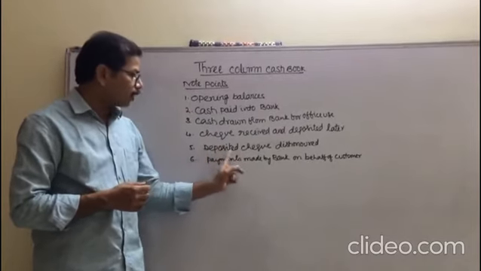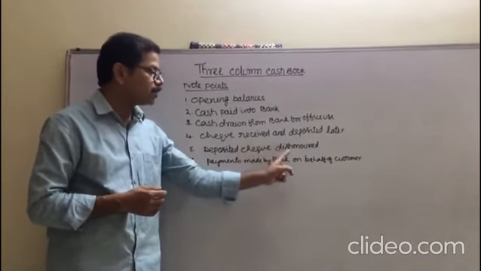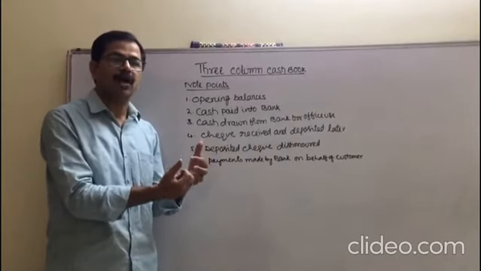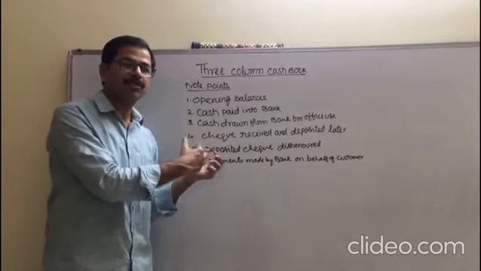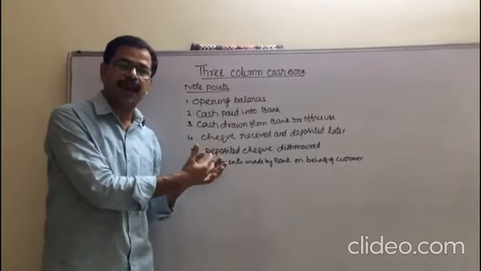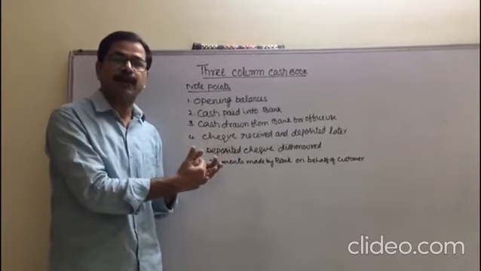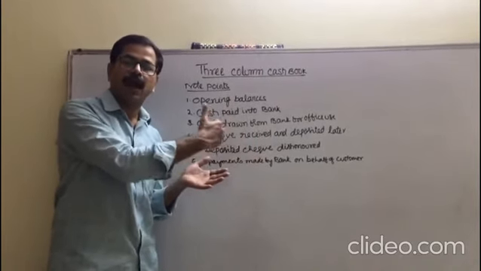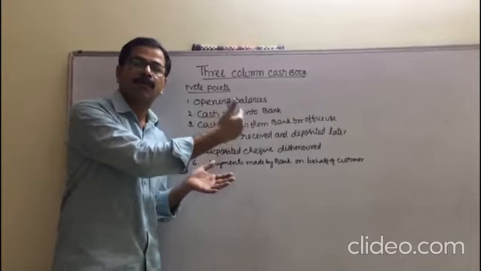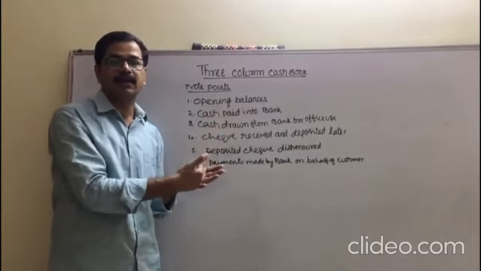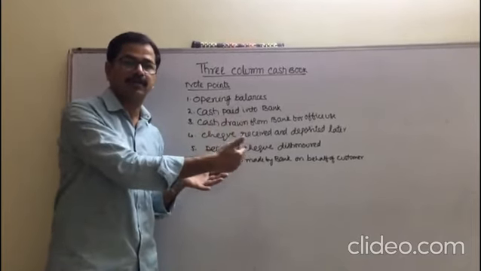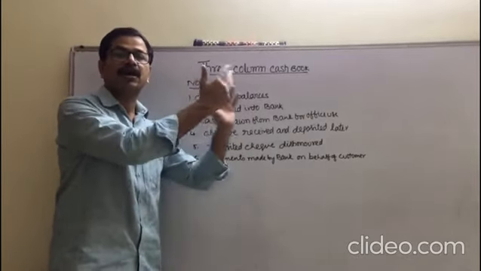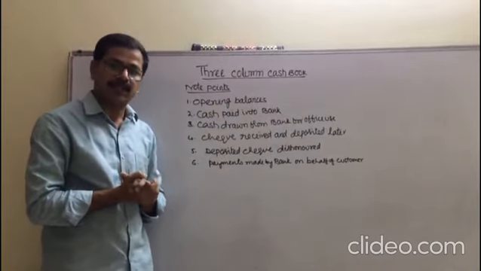Another important point to be remembered is deposited cheque dishonoured. Cheque dishonoured means bounced, or not able to be collected by the bank. When a cheque is deposited in the bank, we wrote it on the receipt side in the bank column. If the cheque is not collected by the banker, we should write it on the payment side in the bank column, along with the name of the customer from whom the cheque was received. It is dishonoured, so you should write the name of the customer and the amount in the bank column. If any discount was allowed earlier, the discount also should be cancelled.